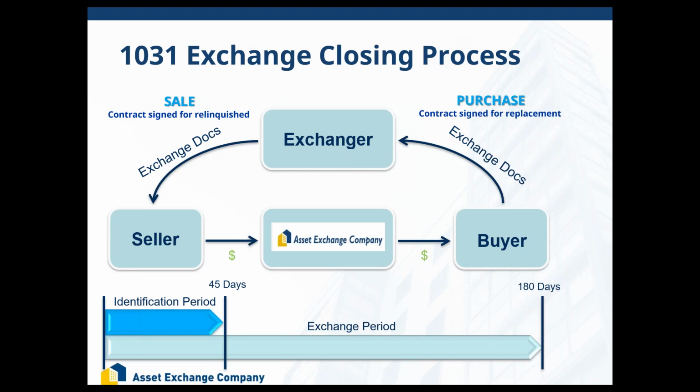It's not that complicated of a process when it comes to the closings. Just everything leading up to it is the complicated stuff. Figuring out what you want to purchase by midnight of the 45th day, identification, negotiating the contracts. Do you need to get a loan? Do you need to add cash? All that's the complicated stuff. But the actual closing process itself is the easier part of a 1031 exchange.